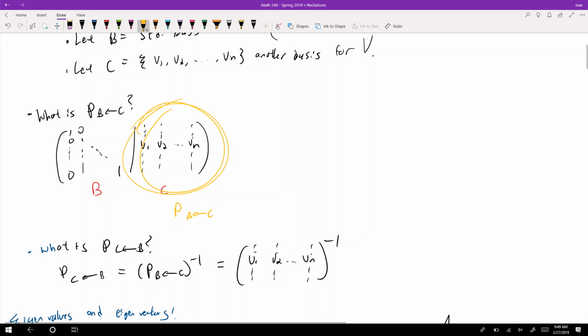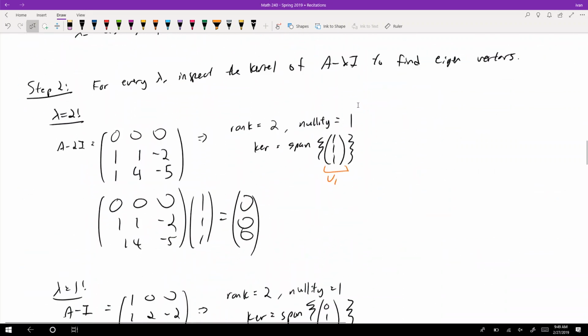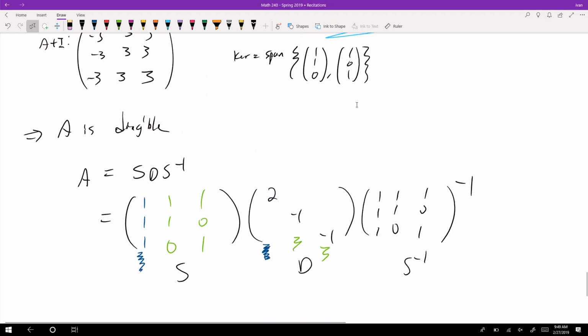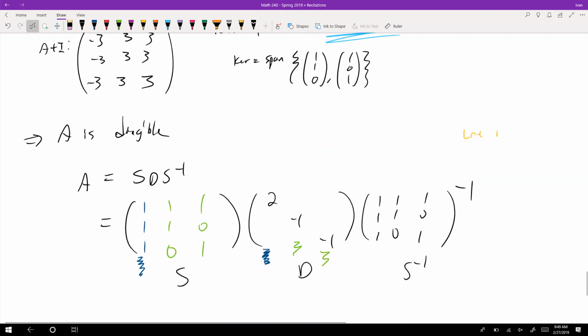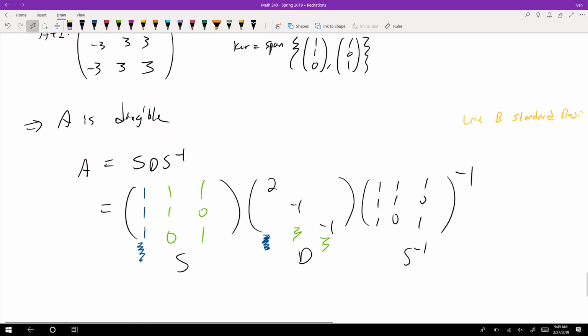So does this look familiar? Well, it's essentially what diagonalizing a matrix is doing, right? So what's going on? Well, if you go all the way down, if we let B be the standard basis, so B is the standard basis, and C is the eigenbasis.